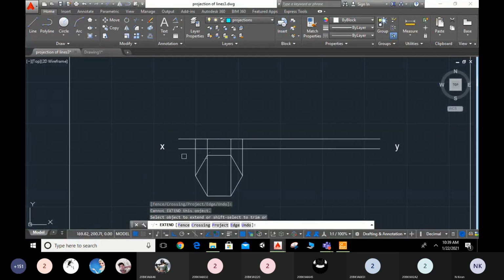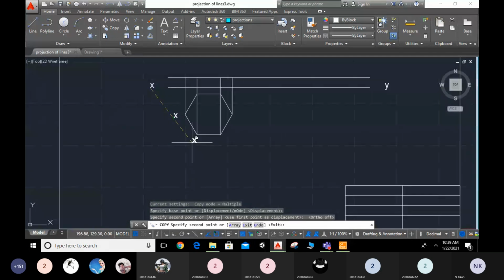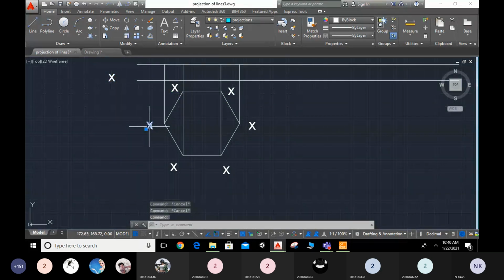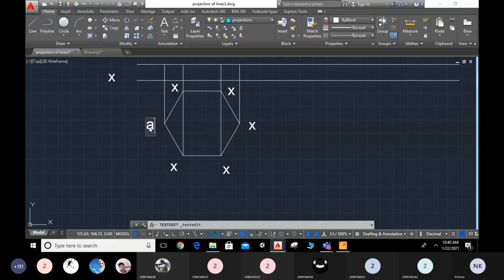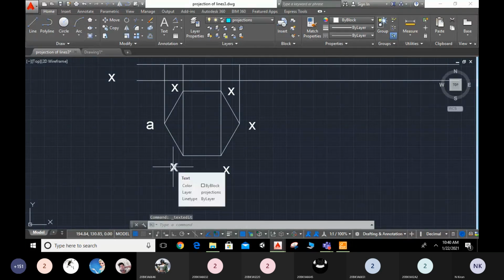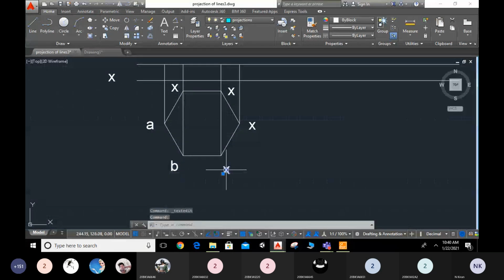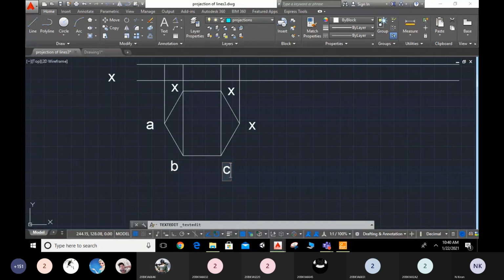Now I will enter copy and select this one, enter, for lettering with this base point, and I will turn off the ortho mode, and every point I will copy here. And like this. Now I have to rename this one. I will double click A. And double click B. Double click C. Double click D.